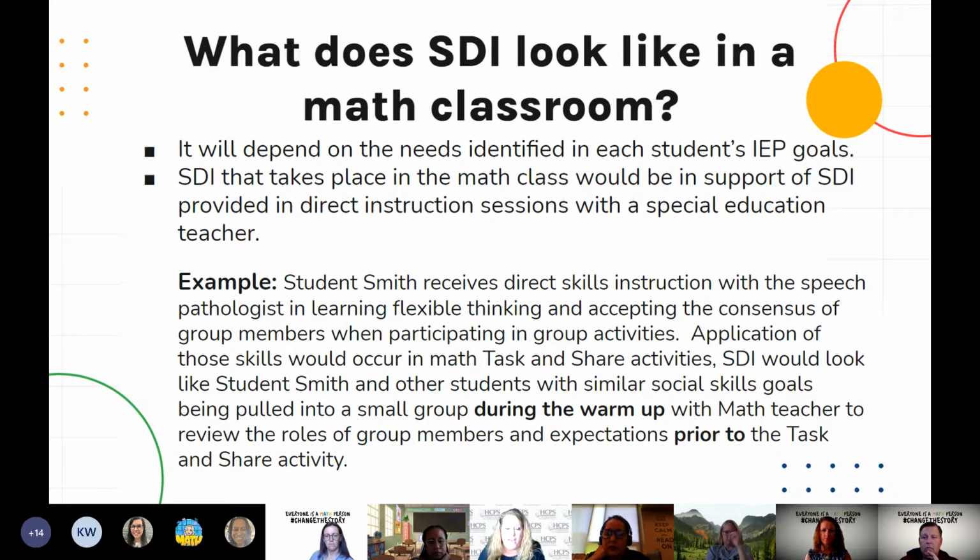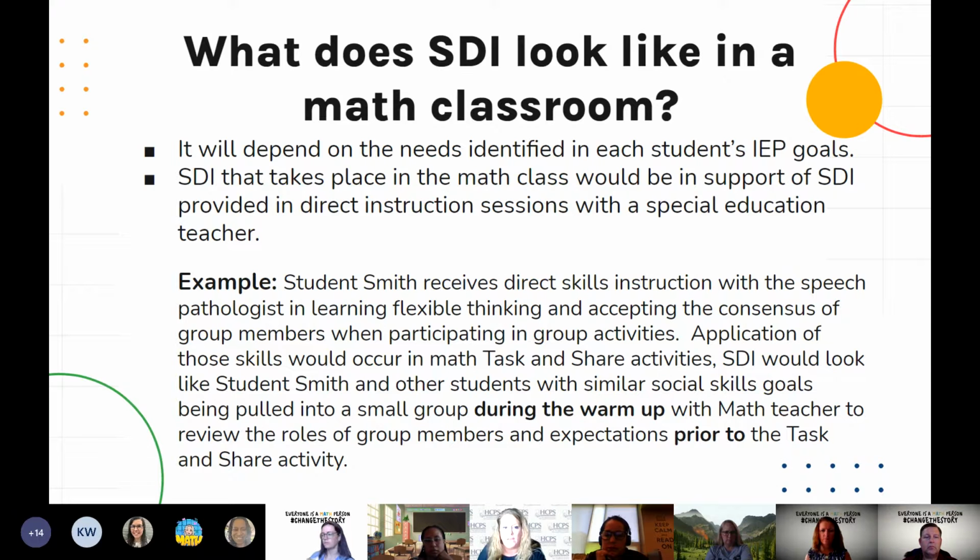However, it could be that during math task and share activities, the student and other students who may have similar language needs or social skills needs could be pulled into a small group during the warm-up with some more explicit instruction or deeper explanation with the math teacher. And it could be as simple as reviewing what their roles and responsibilities are, or creating a task sheet for themselves, like how they are going to organize themselves if they have executive functioning needs.